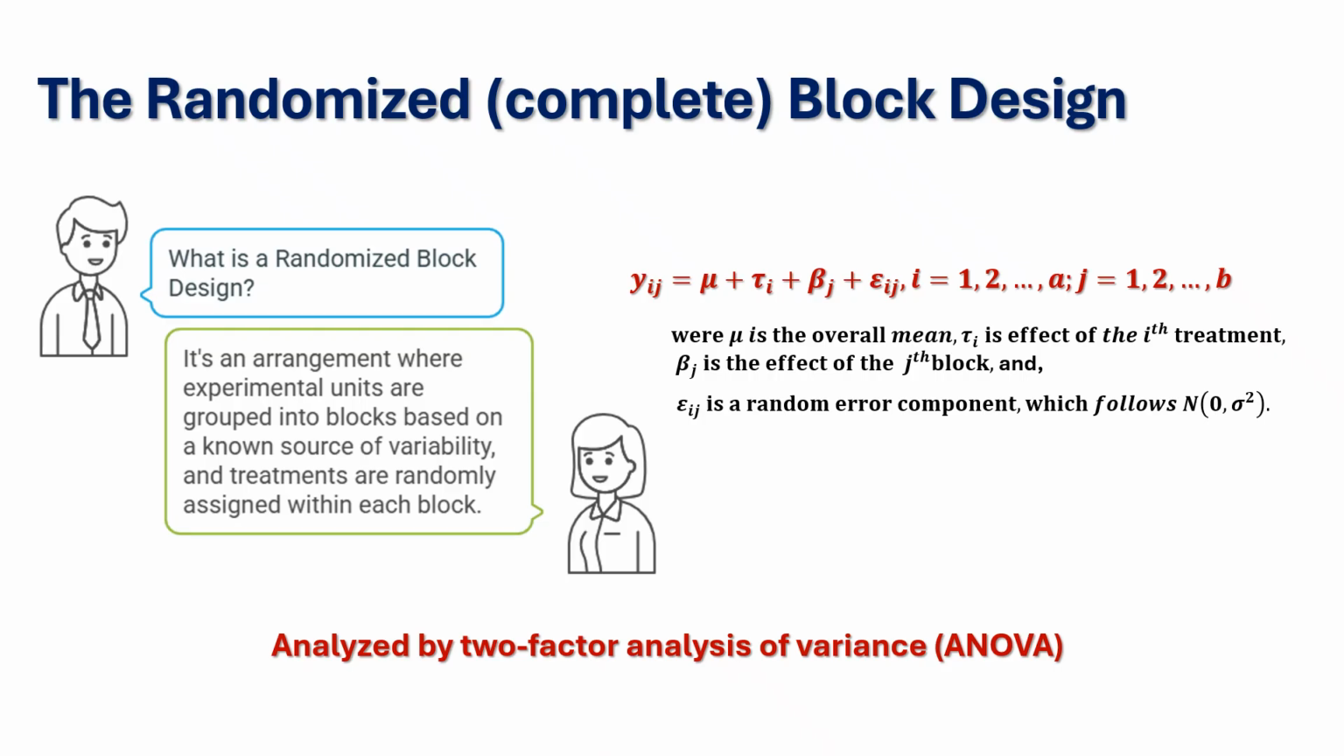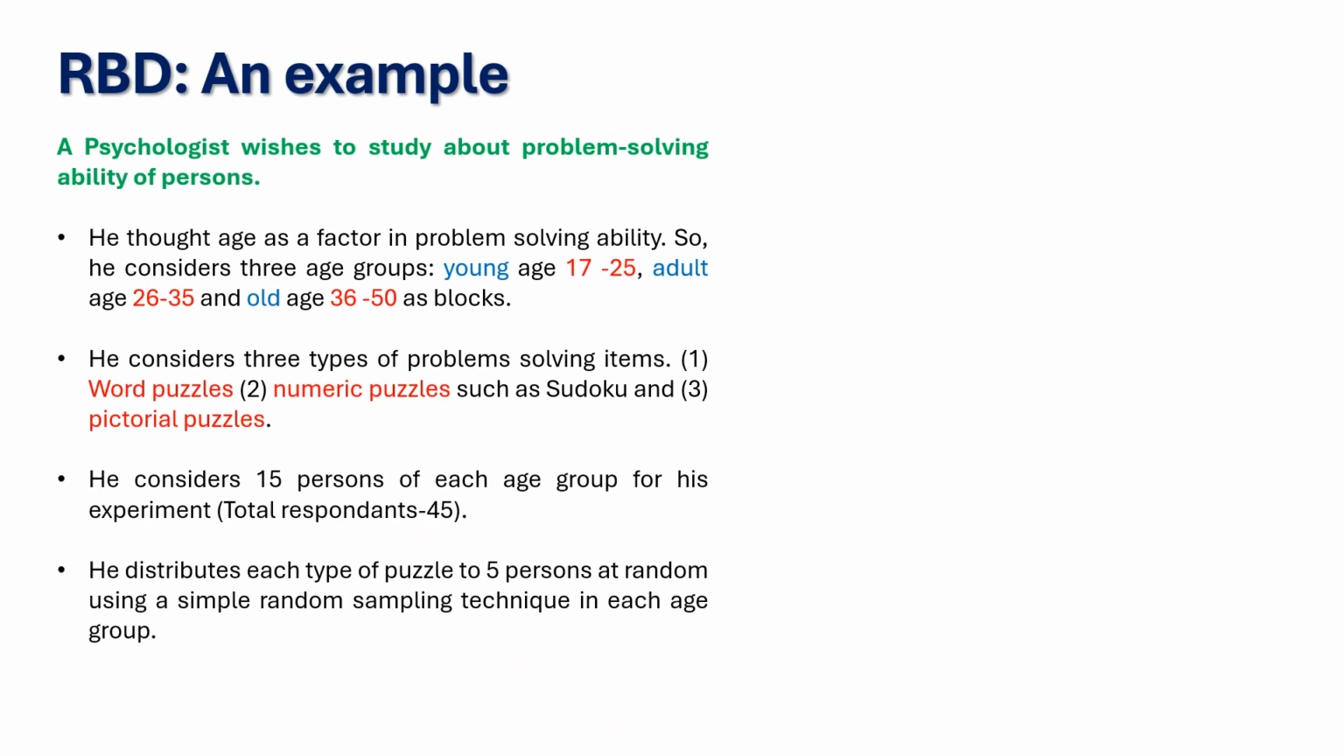Okay, let us look at a simple example, and that example will definitely throw more insight on the design aspects, the data collection, plus analysis. So here a psychologist wishes to study the problem solving ability of persons. He considers three types of age groups. One age group is 17 to 25, called the young age group, 26 to 35 being adult age, and 36 to 50 as old age. So they are treated as blocks.